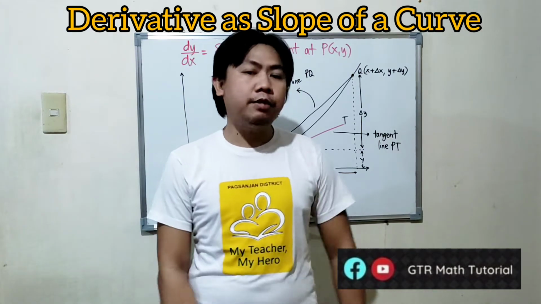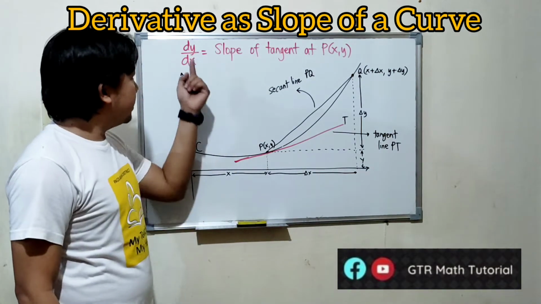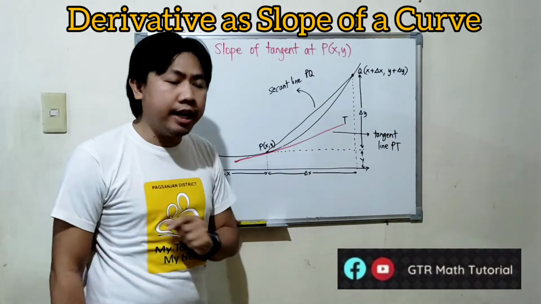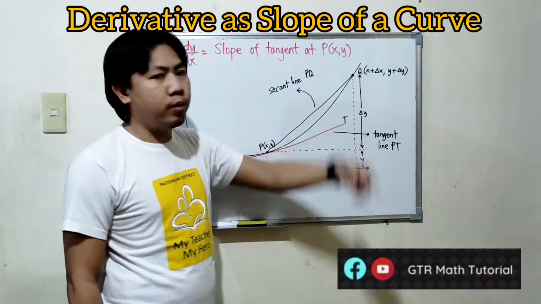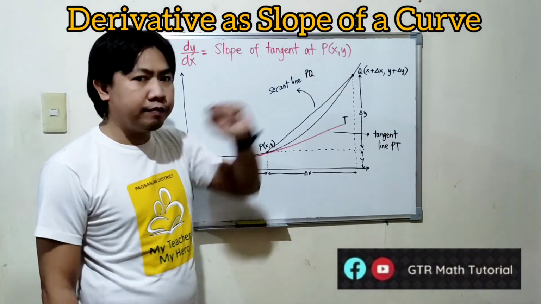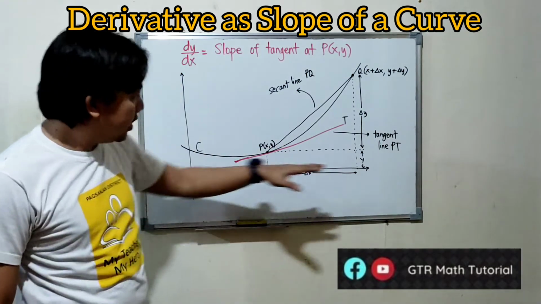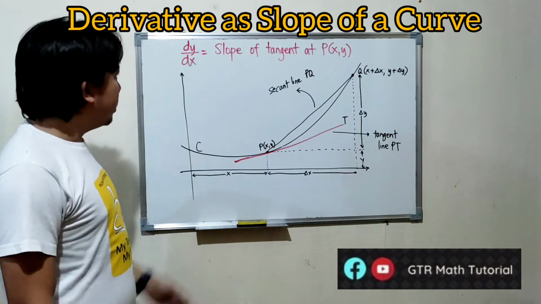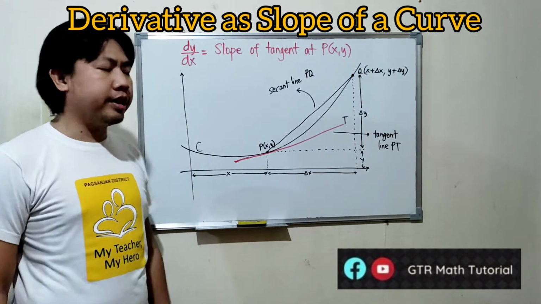Okay? So ang lesson natin for today is derivative of y with respect to x is equal to the slope of the tangent at point xy. So, P is the point of tangency. So, here's the definition. So, paano nakuha yung derivative as slope of tangent at point xy.